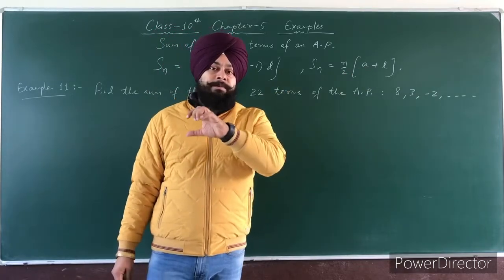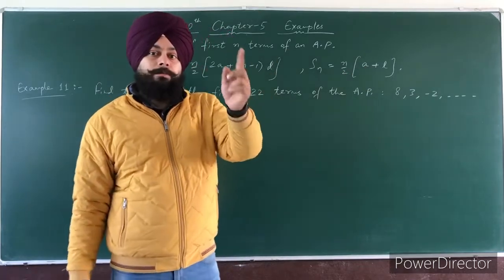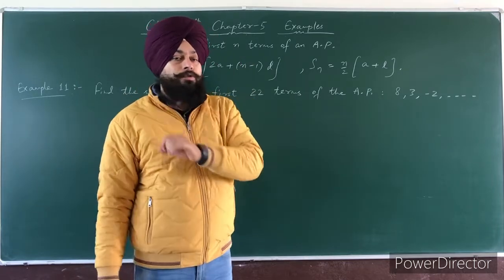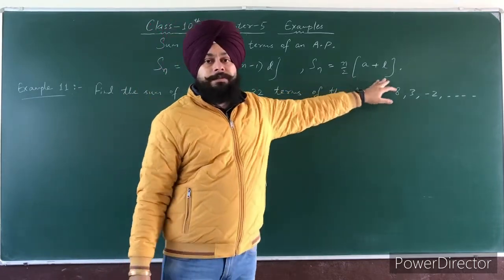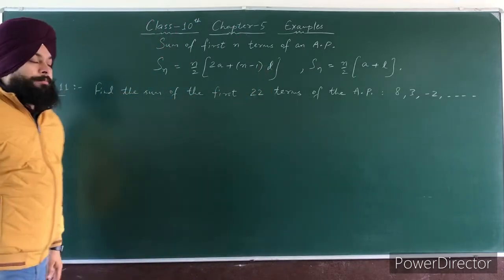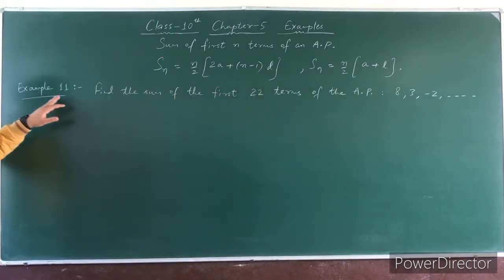मतलब अगर आपने किसी एपी सीरीज में सभी टर्म्स का सम फाइंड करना है और आपको लास्ट टर्म की वैल्यू गिवन है देन यू कैन आल्सो पुट दिस फॉर्मूला n by 2 (a plus l). l is the last term. So let us see the example number 11.